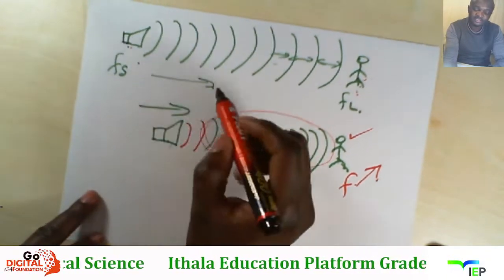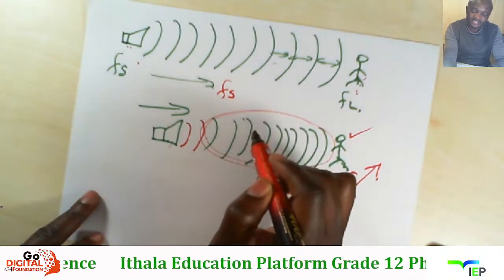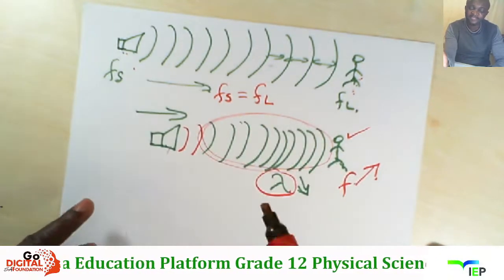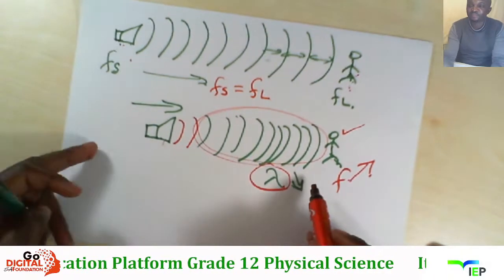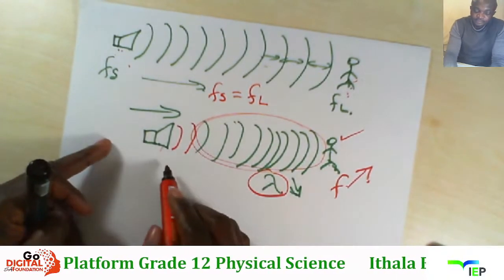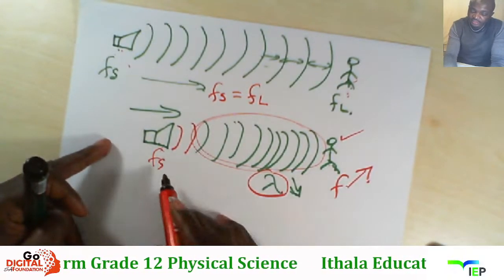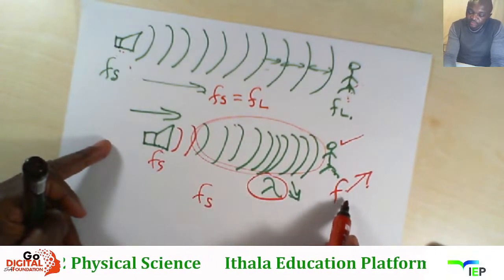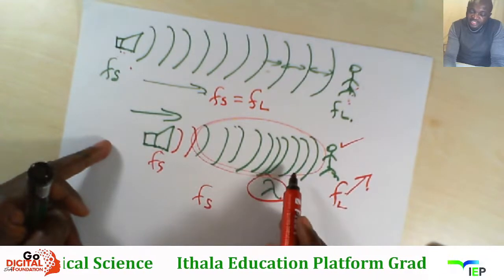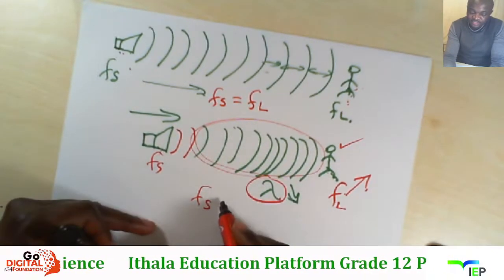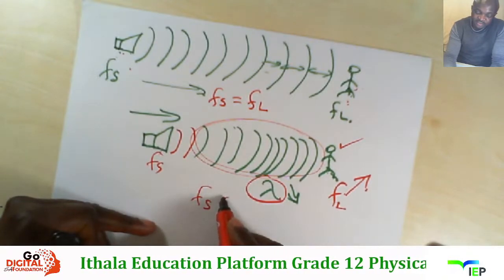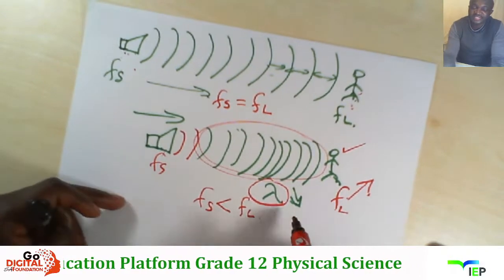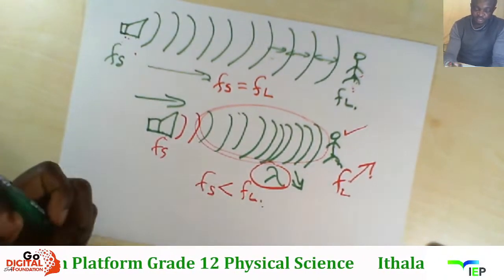So in the first state, the frequency of the source of the sound is equal to the frequency of the listener, because there is no relative motion. Here we see that the frequency of the source of the sound did not change, it stays Fs. But it will be smaller than the frequency of the listener, because the listener hears compressed waves. So the frequency of the source of the sound is less than the frequency of the listener. That means the frequency of the listener is greater than the frequency of the source of the sound.